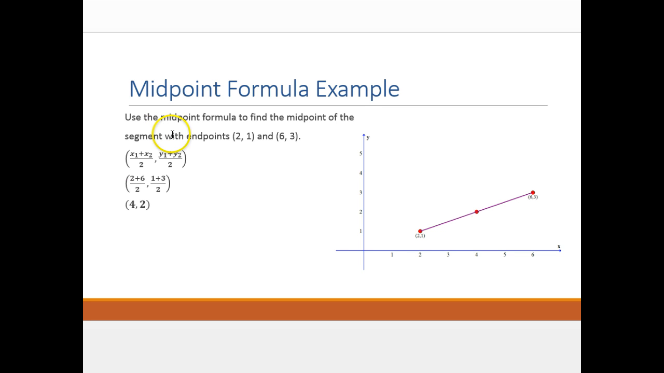So if we look at applying this to an example, if I have 2 points, 2 comma 1 and 6 comma 3, the midpoint would be 2 plus 6 divided by 2, because that's the average of my x values, and 1 plus 3 divided by 2, because that's the average of my y values. So 2 plus 6 divided by 2 is 8 over 2, which is 4. 1 plus 3 divided by 2 is 4 over 2, which is 2. So if I look at my graph, sure enough, 4 comma 2 is the exact halfway point between them.